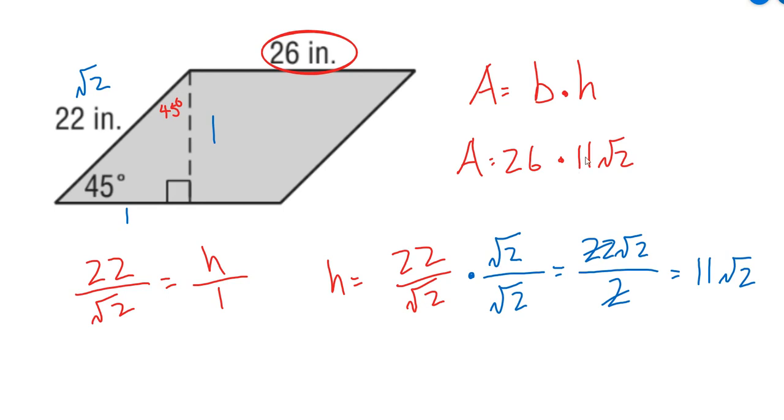I'll bring that back up to my formula. That's going to be 26 times 11 root 2. And plugging that into a calculator will get us an area of approximately 400.47 square inches.